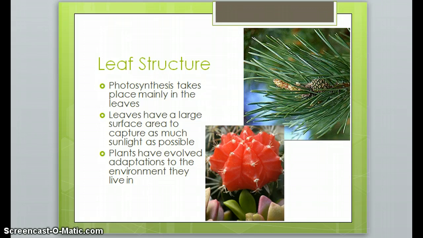Pine needles are also adapted to dry conditions. During the winter when the ground freezes, not much water is able to get through to the roots, so pine needles have compact structure and waxy covering to prevent water loss.